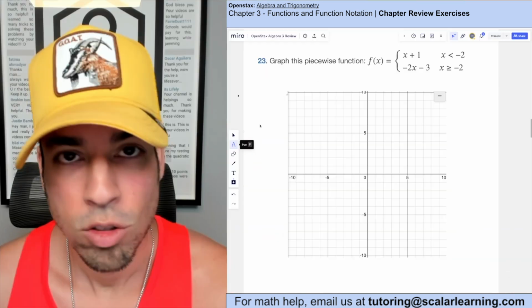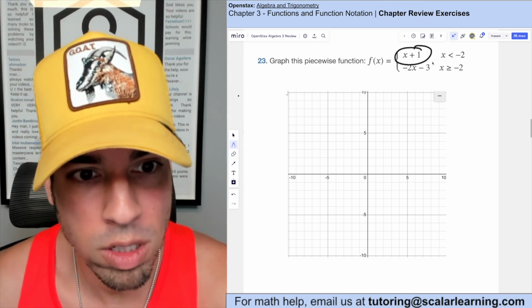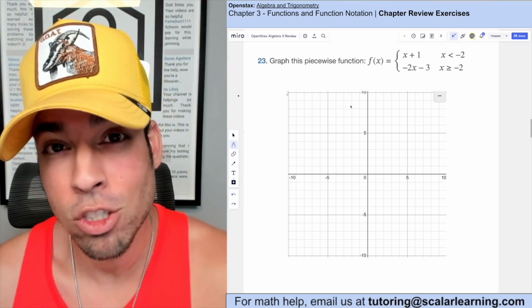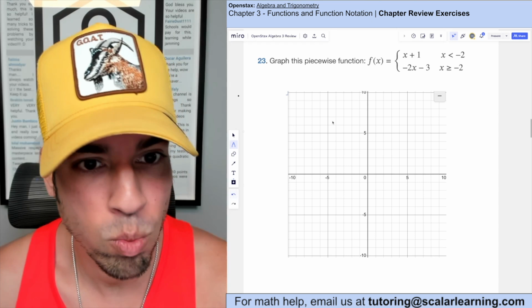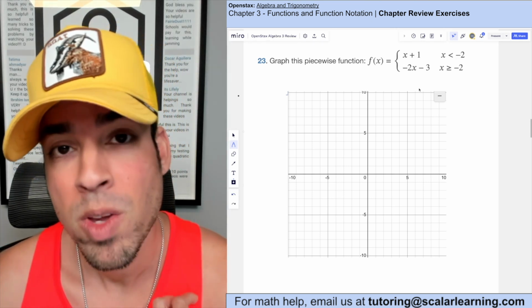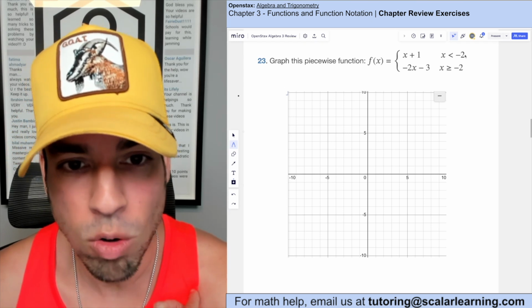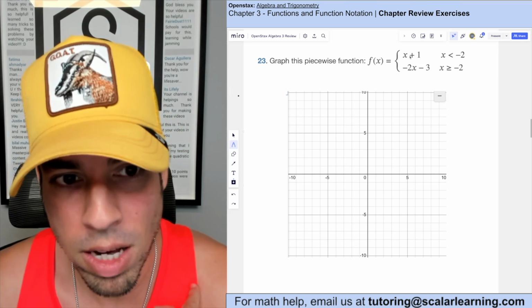Boom, done. So when we graph a piecewise function, in this case, we've got two different functions that we're graphing, and they each live in two different universes. For example, the top one, x plus 1, lives in the universe where x is less than -2. The strategy that I like with this is to start right at that dividing point, right when x equals -2. What is the value of this top function?